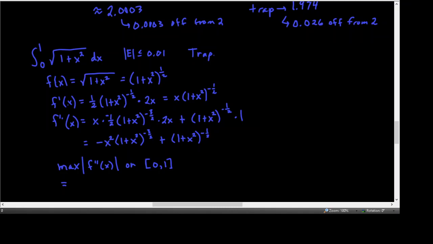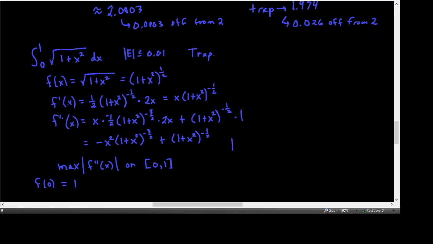It looks like it starts out at 1 and then just goes down. So I'm going to claim, and you could have your calculator actually find this for you, but I'm going to claim that that maximum value happens when x is 0 with a value of 1. Okay? So now that we have that maximum value of 1, we're ready to do the answer here.